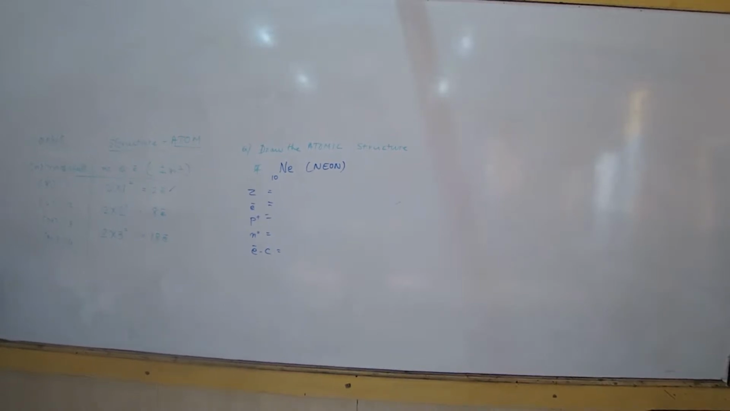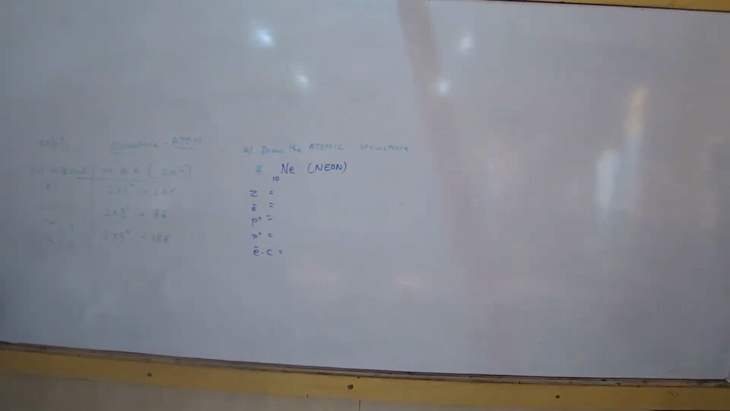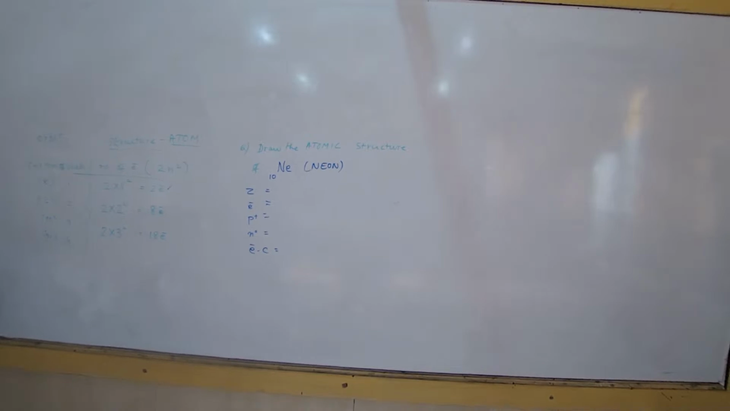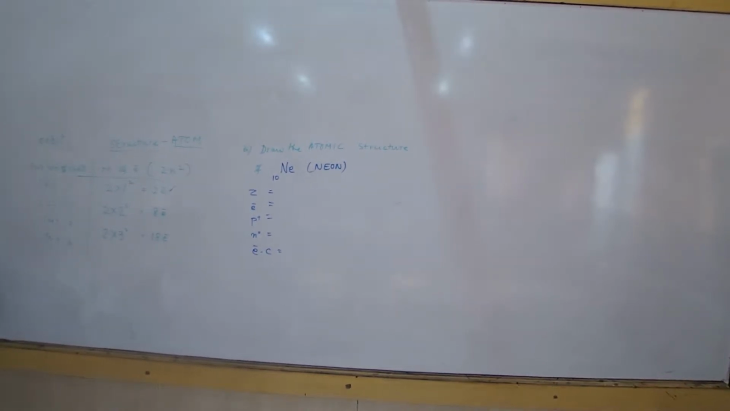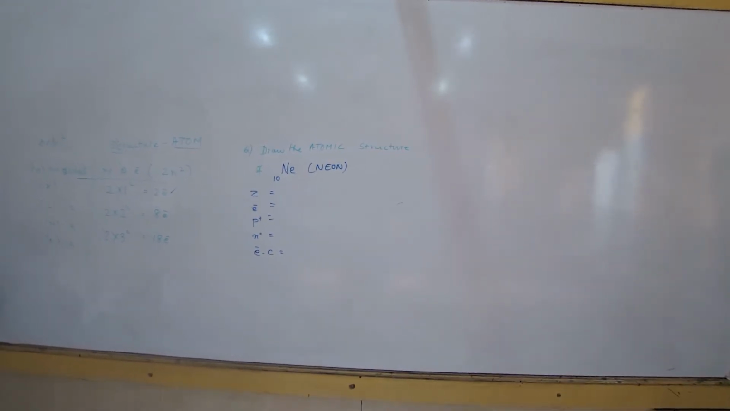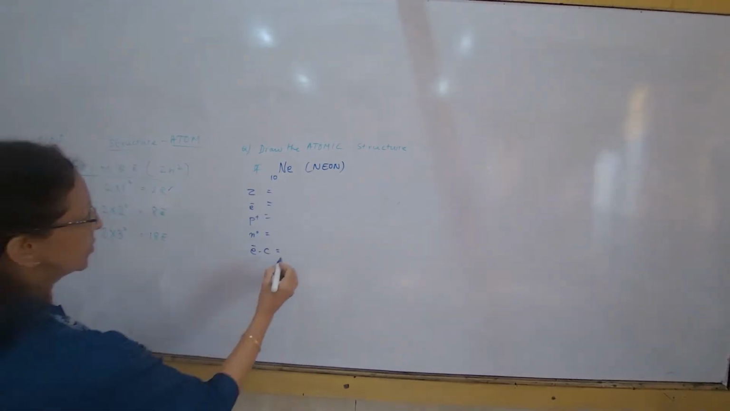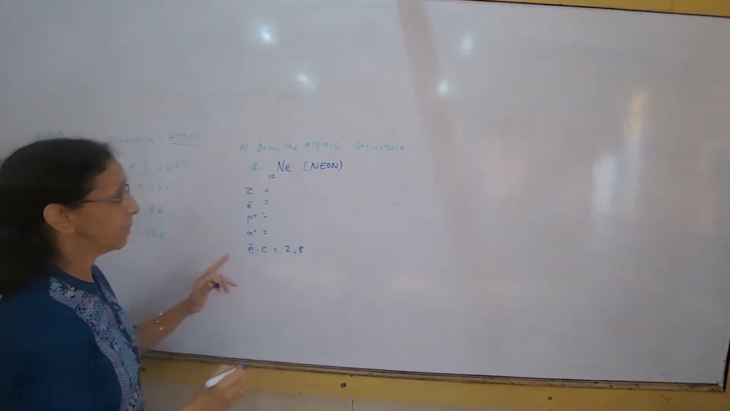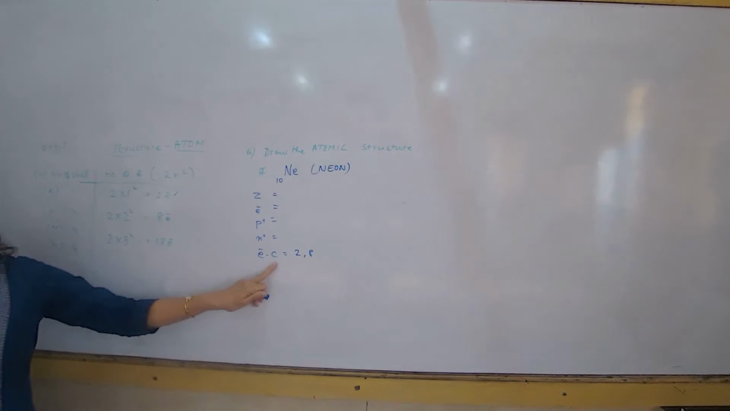Z is 10. How many protons do we have? 10. How many electrons? 10. And neutrons is 10. What is the distribution? 2, 8. So this is a very special type of configuration.